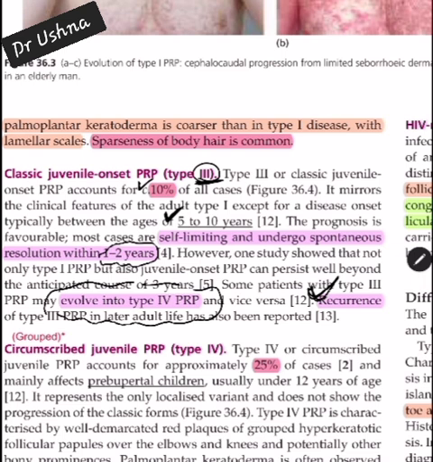So type 3 PRP basically has three fates. It can recur, it can evolve into type 4, or it can self-resolve in the 1 to 2 years of life. So this is very important for the MCQ. The prognosis is very important.